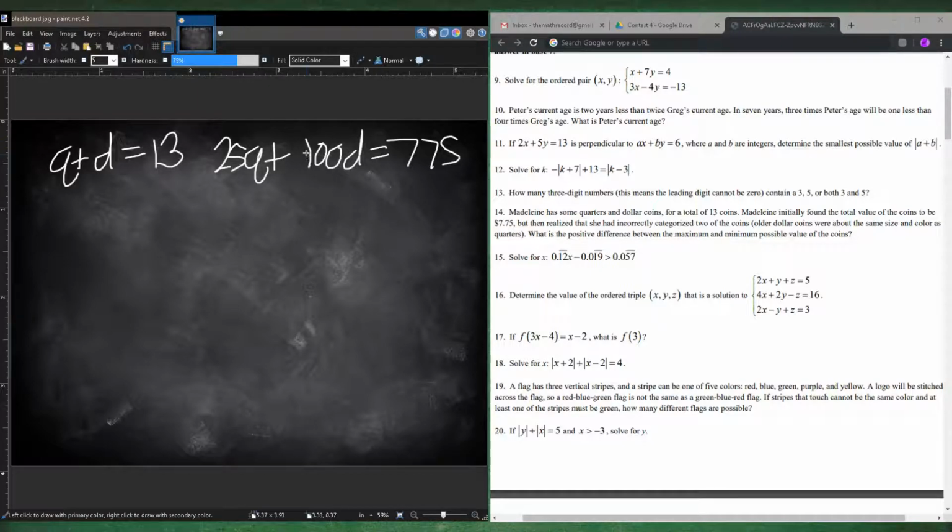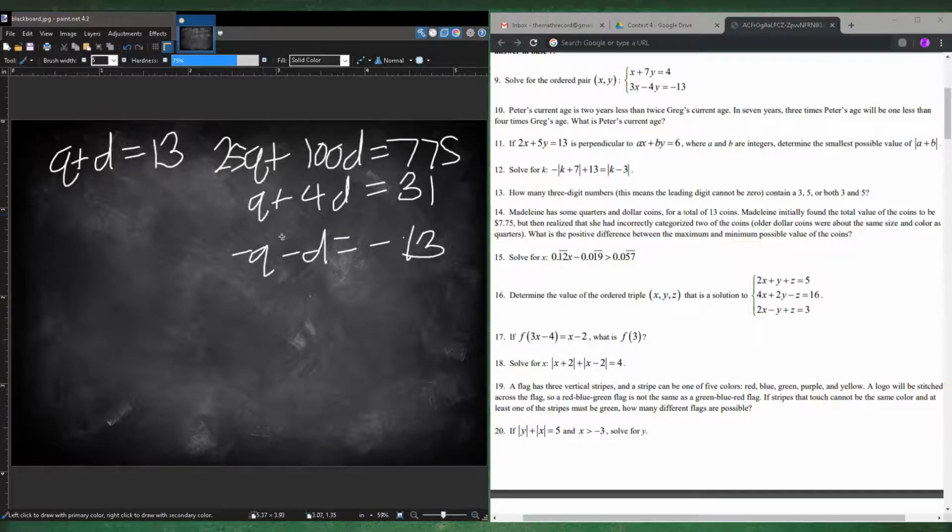Then she realized she categorized two of the coins wrong. So what is the positive difference between the maximum and minimum possible value of the coins? So we have to solve this. Divide by 25. So that's D. So that's 4, that's 28, and that's 31. Okay. So using that, we have negative Q minus D is equal to negative 13.